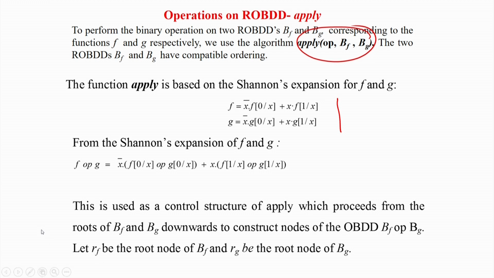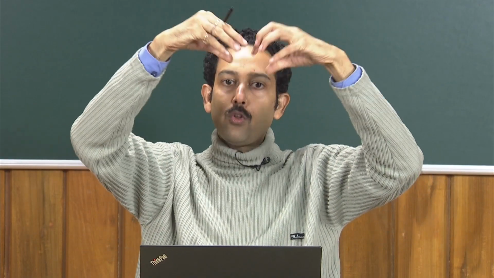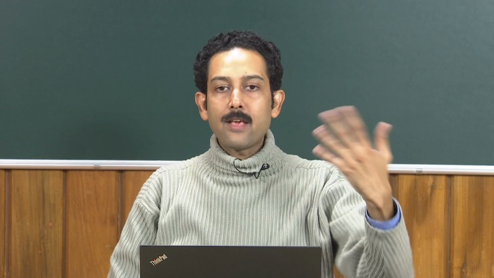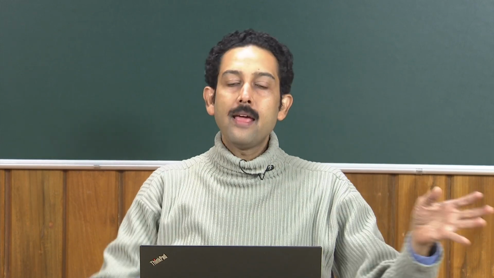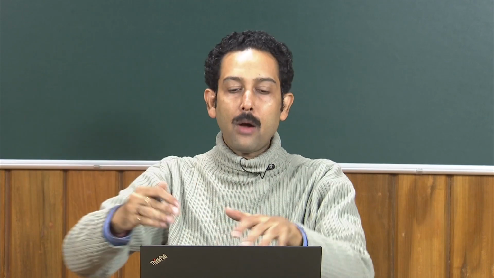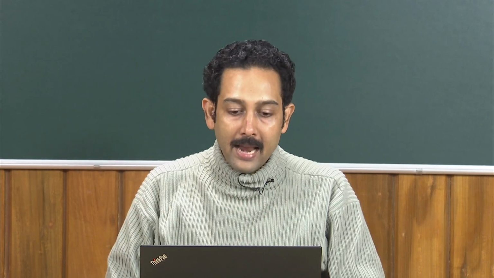They say that this is the control structure to apply, which proceeds from the roots of BF and BG downwards to construct the nodes of BF op BG. So we start with the node, and the Shannon expansion tells us that we keep moving from the top node downwards, just like we have already seen: we first make x equal to 0 and keep the function at the left part, and make x equal to 1 and do it at the right part. Now with the operations the same thing will be done. We will give you all the elaboration with examples.